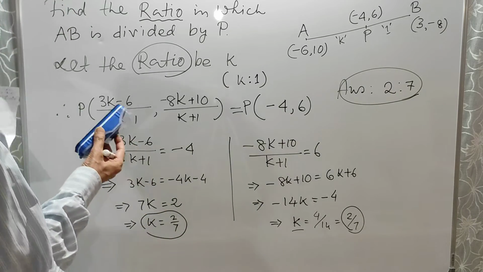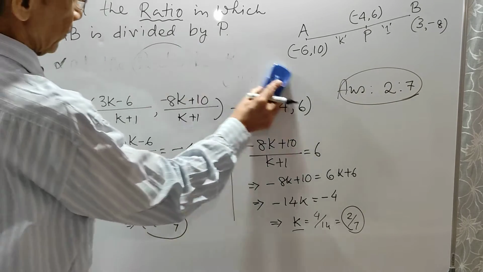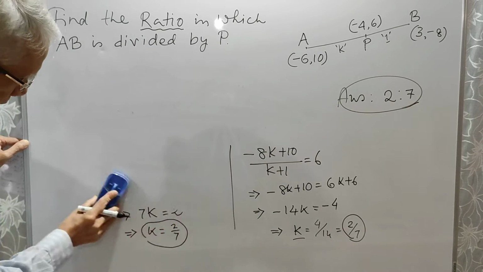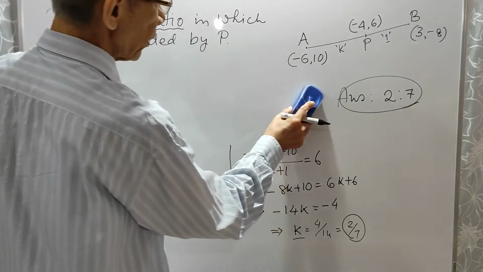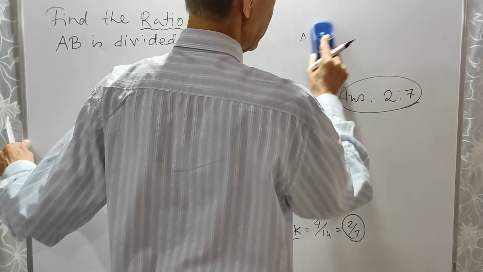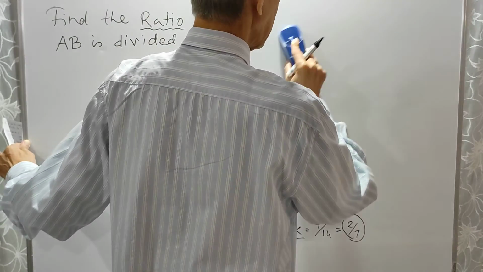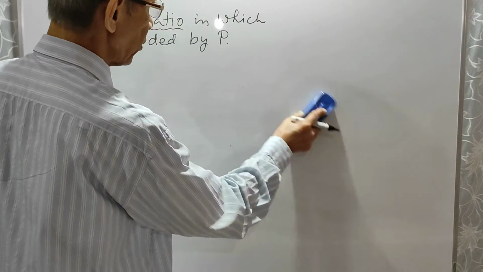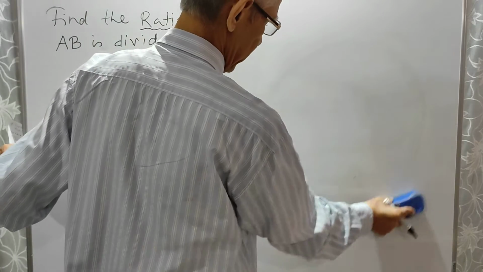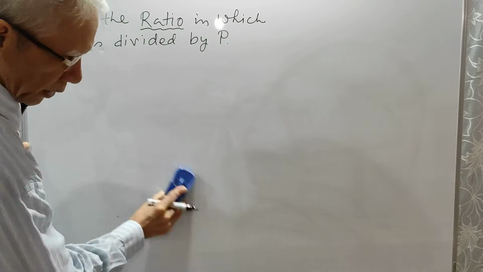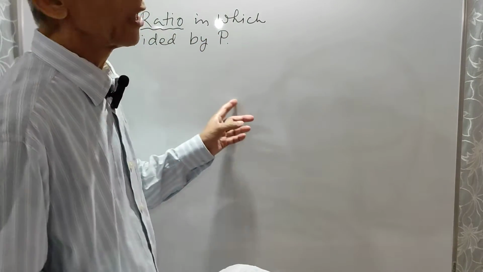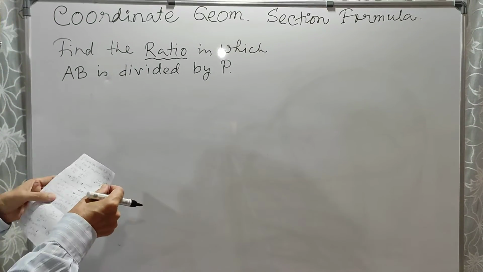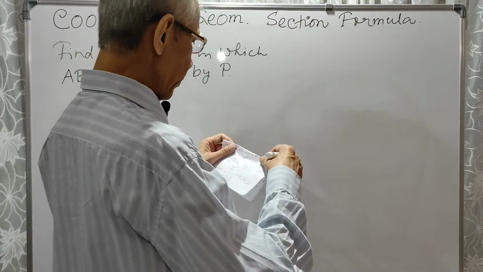Okay, let us see another problem. So you can call it the converse of what we did in the first part of the section formula. In that first part we had to find the point of division. The ratio was given, but in the problems today, we have to find a ratio where the point of division is given. Okay. All right, let us see another similar problem.